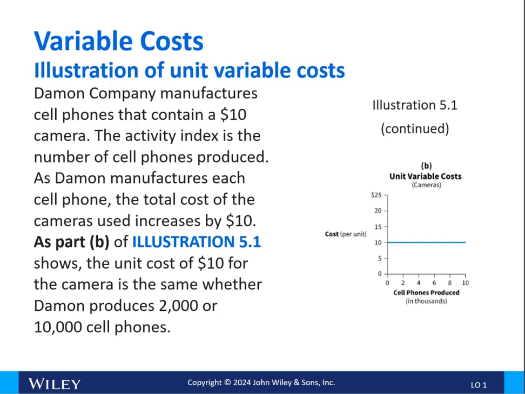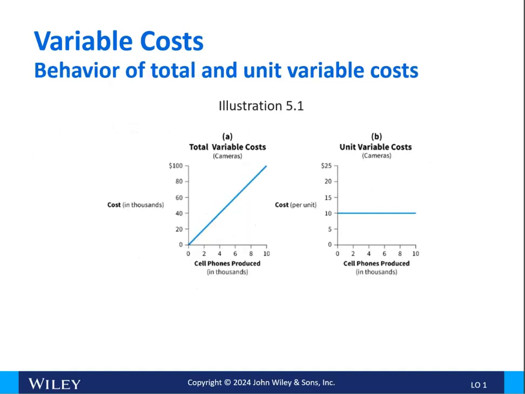Now if we look at the unit cost, the unit cost is $10 for the camera, whether we produce 2,000 units or 10,000 units. The cost per unit is the same. It's that $10 for the camera. So you see the unit cost is flat. It doesn't change on activity. And here are the two graphs side by side. So the total variable costs are going to increase as we produce more, but the unit cost doesn't change regardless of level of production.